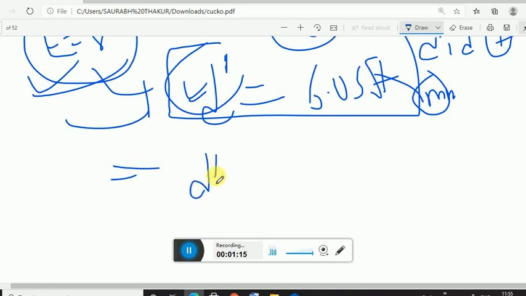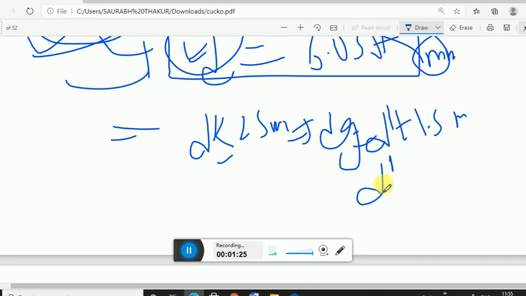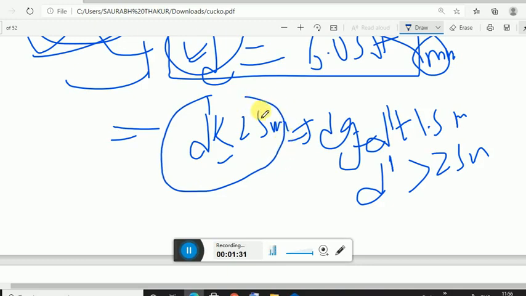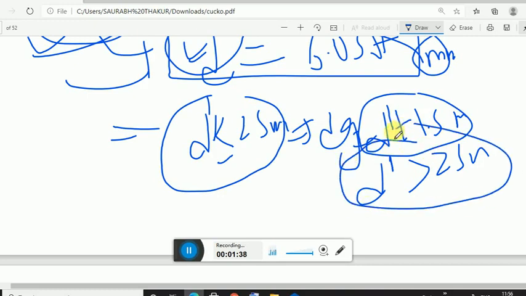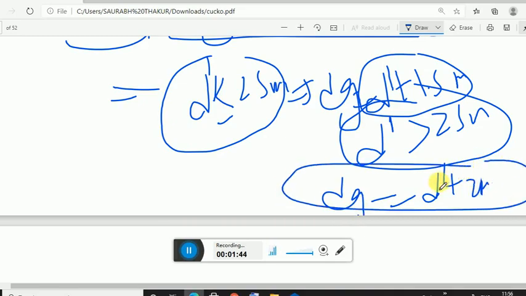Now it would depend. If d dash is less than or equal to 25 mm, then your dz would be d dash plus 1.5 mm. But when your d dash is greater than 25 mm, your dz would be d dash plus 2 mm. Okay, you are all very intelligent, you can do this question.